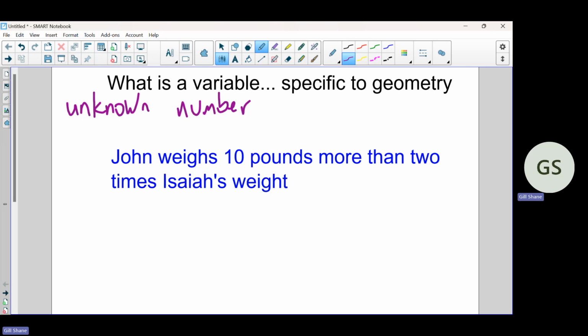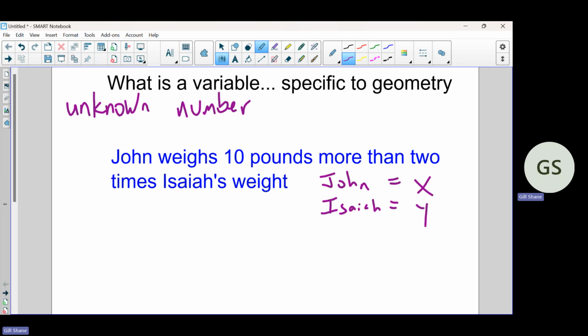So let's look at a word problem. This doesn't really have anything to do with geometry, I should have done one related to geometry probably, but John weighs 10 pounds more than 2 times Isaiah's weight. Again, we don't know either of their weights. So we could still create an expression, really, not an equation yet. I don't know John's weight, so I'm just going to make John's weight an unknown variable. John's weight is going to be X. I don't know how much he weighs, so I'm just going to make it a variable. Well, Isaiah, same thing. I don't know how much Isaiah weighs, so I'm just going to make that a variable.